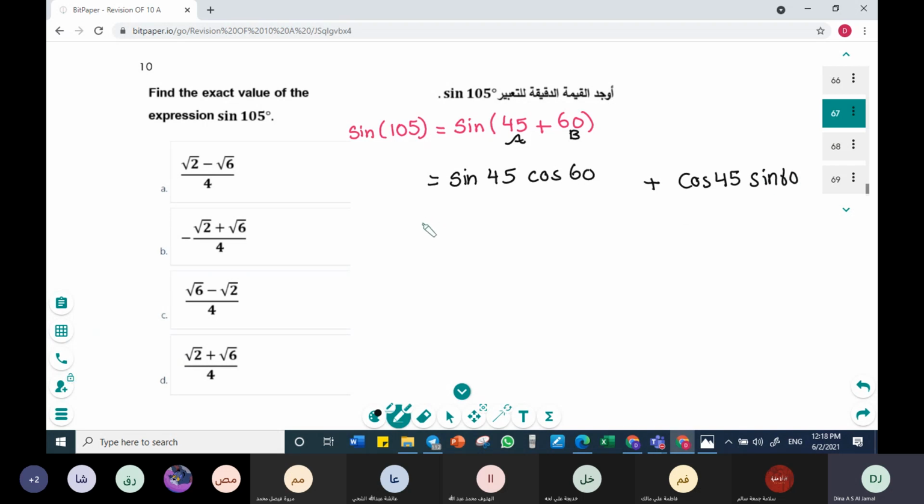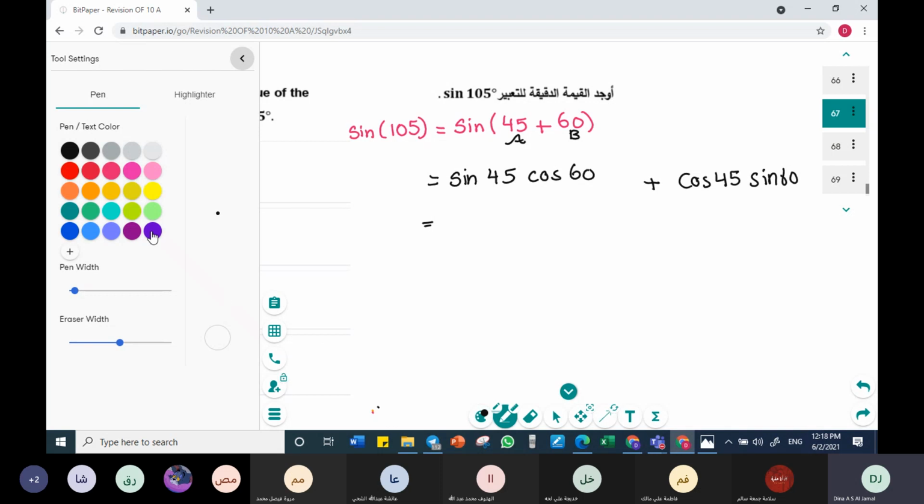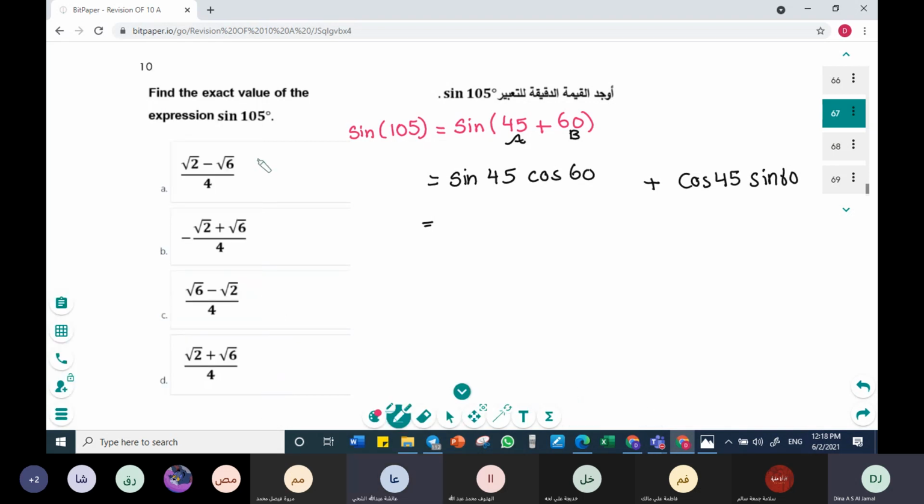Now cosine the first angle, sine the second angle. And now hold your calculators and get me what is sine 45. Square root of 2 over 2. What is cosine 60? One over 2. What is cosine 45? Square root of 2 over 2. What is sine 60? Square root of 3 over 2.